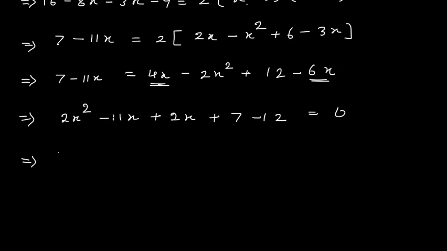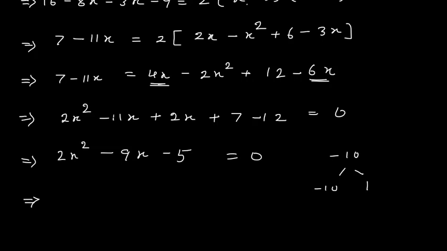So from here we can say that 2x square minus 11x plus 2x is minus 9x and this 7 minus 12 is minus 5. This is equal to 0. Now this 2 into minus 5 is minus 10. We have to find the factors of minus 10 whose sum is going to be minus 9. So it is minus 10 and plus 1.